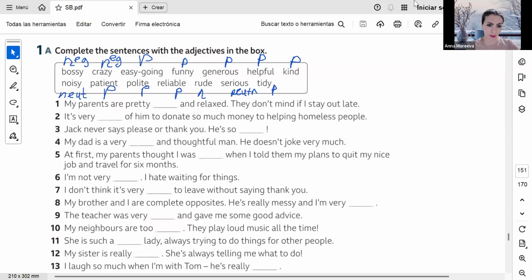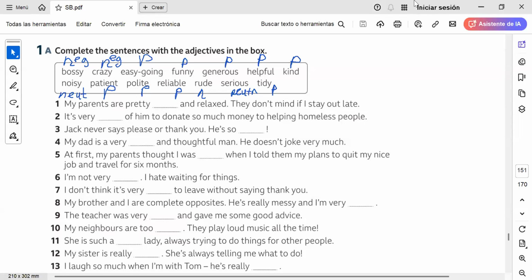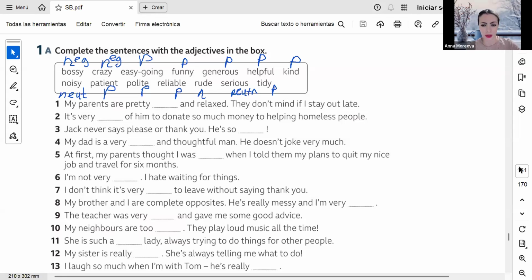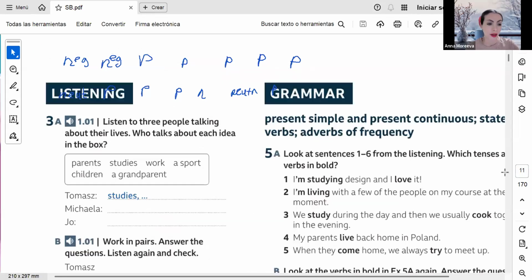What about you, Fabian? I describe myself as funny, easygoing, serious, reliable, and a little rude. Okay, thank you. So that's nice.